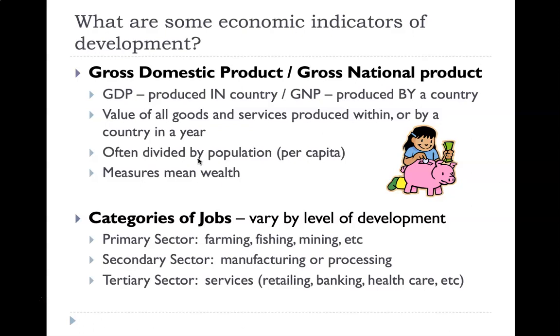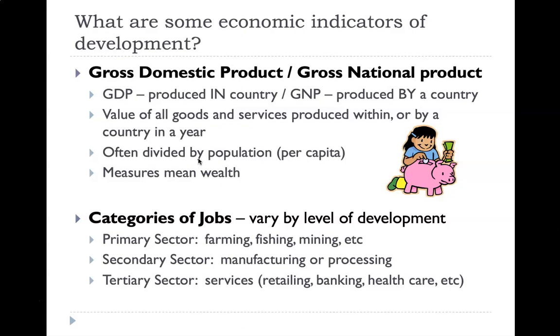So GDP, gross domestic product, or gross national product sometimes. What's produced in a country versus what's produced by a country, and we'll talk about GNI here in a second as well. This is the value of all goods and services produced within or by a country in a year. We often divide this by population, or per capita, and it measures mean wealth.